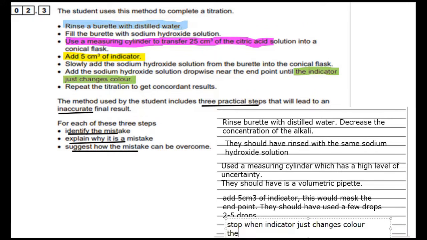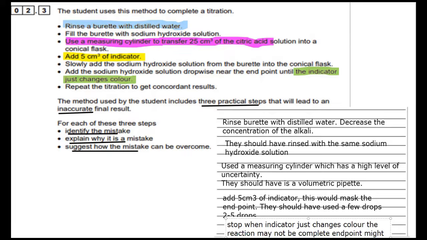So stop when indicator just changes color. What should they have done? What we want to say is, why is that a problem? So we want to say the reaction may not be complete. Endpoint might not have been reached. They should swirl the conical flask. And that is the end of that question.